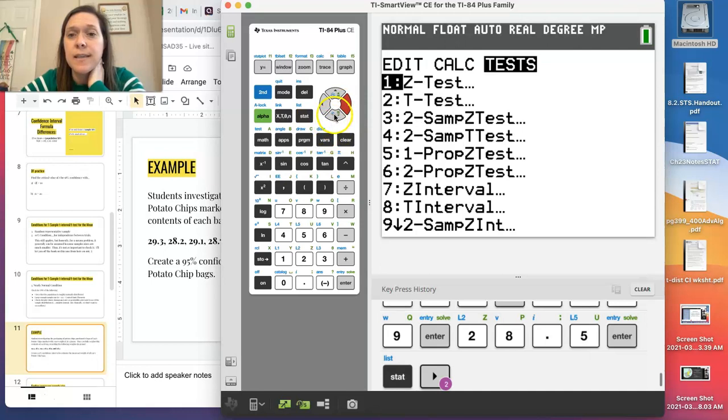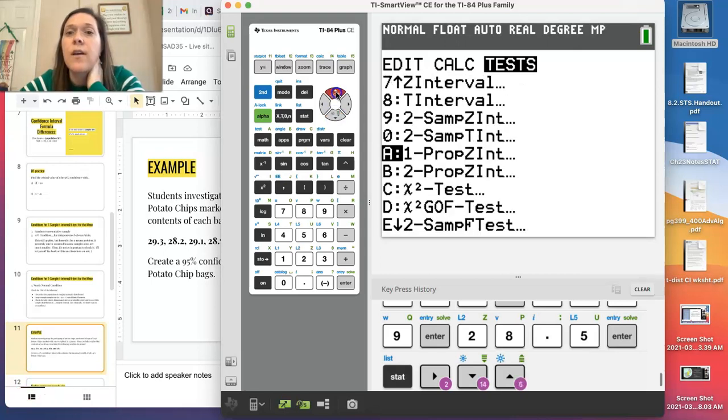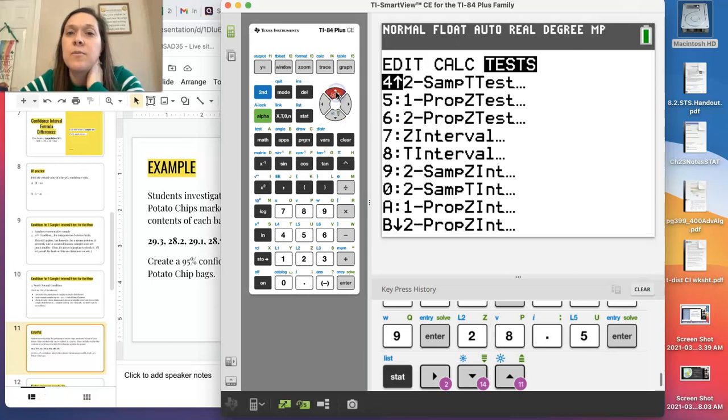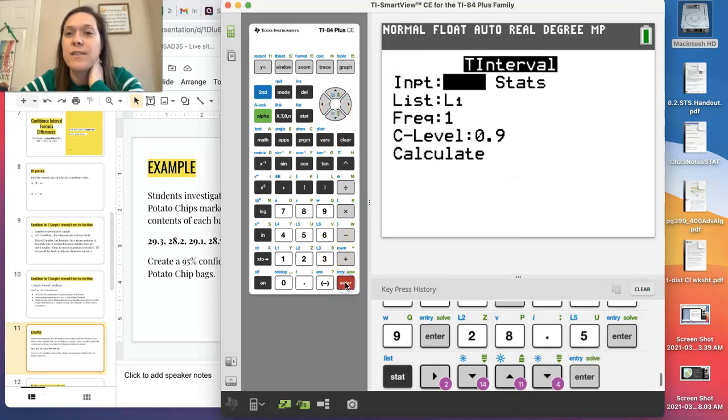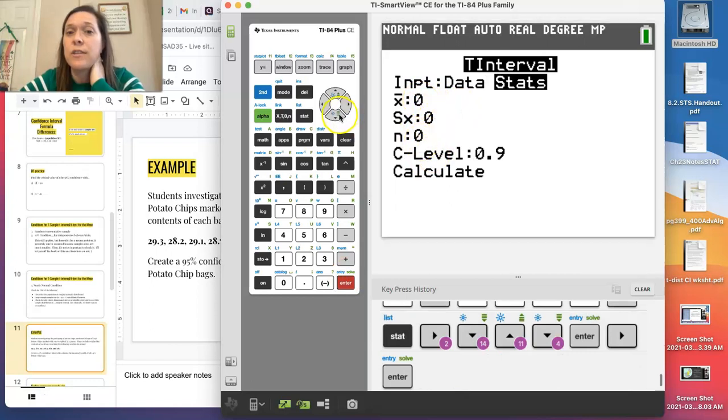Okay, so what we can do to save ourselves some time, if I go back to stats, go over to test, we don't have anything that says one sample t-interval, so students like to call it the tinterval. Number 8 is our tinterval. That's our one sample t-interval. We inputted data. If I was given the stats, then I would go over here to stats, and then it would request me to just type in the sample mean, a sample standard deviation, how many things were there.